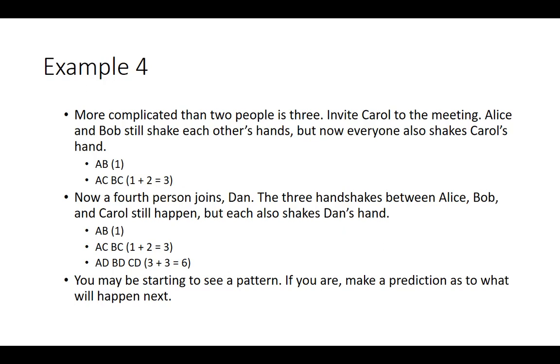Now a fourth person joins, Dan, a D name, how convenient. The 3 handshakes between Alice, Bob, and Carol still happen, but each also shakes Dan's hand. So we had our original 1 handshake, and then we added 2 more to give us 3, and now we're adding 3 more to give us 6. Alice and Dan, Bob and Dan, Carol and Dan. You may be starting to see a pattern. If you are, make a prediction as to what will happen next.